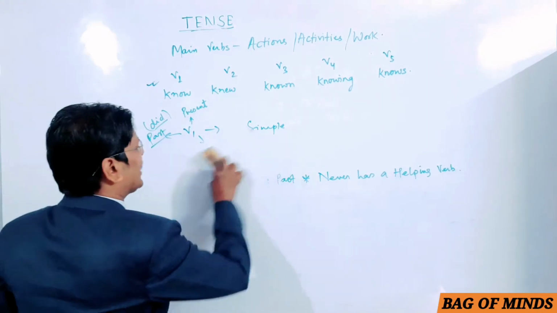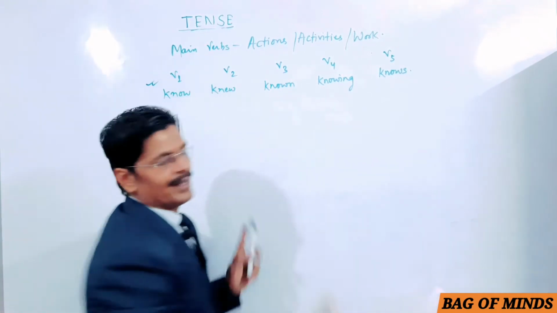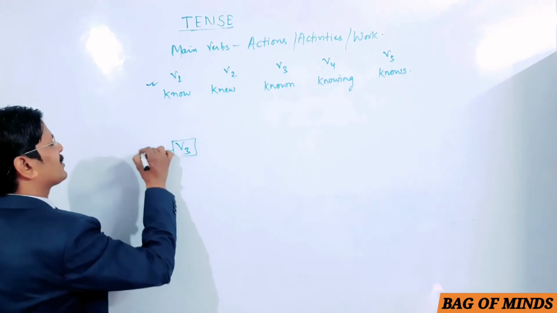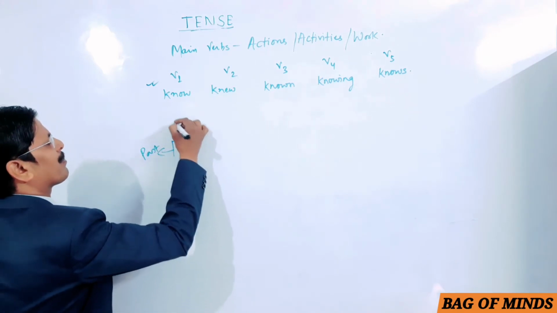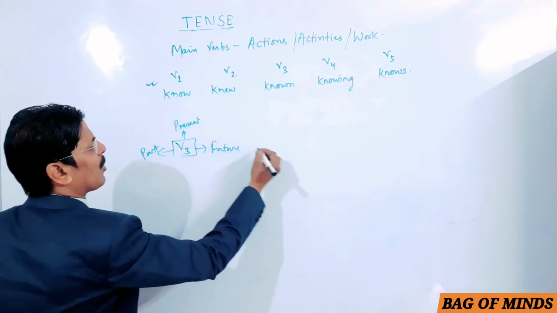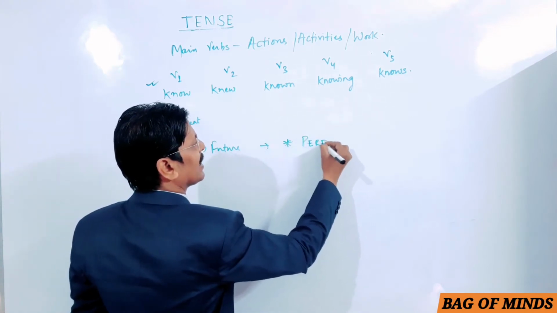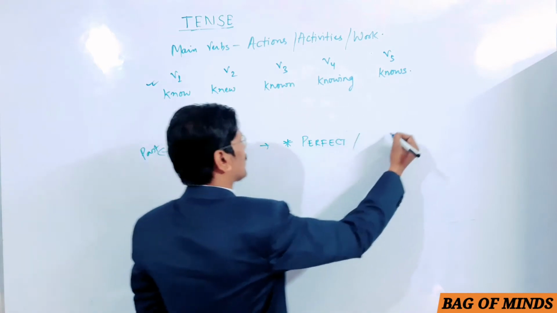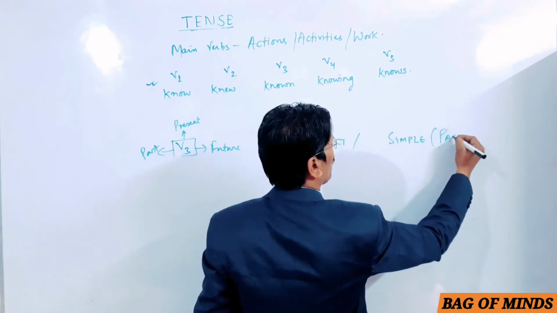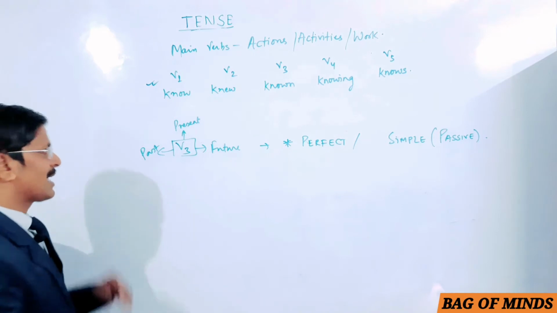Now let's begin with the next category of our verbs, which is V3. It can be used for past, present, and future as well. This V3 form is used for perfect category. It can also be used for simple, however, it will be in passive form. I hope you remember active passive. Okay, so let's have a look here.